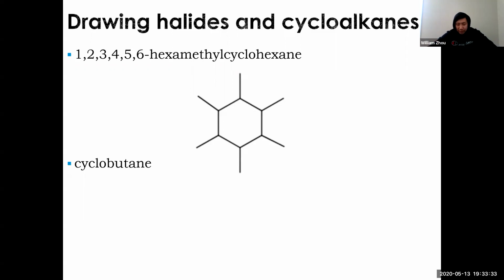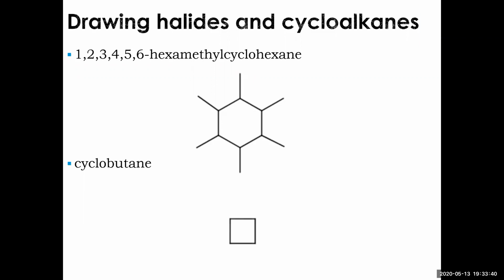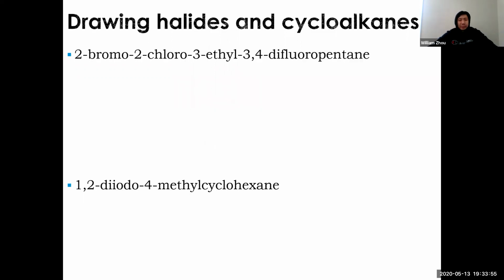The next one, cyclobutane. What does that look like? Square. Yes, that one is just a square. 4 carbons connected to each other in a ring, square. All right, so in geometry, that's a square. In chemistry, that is cyclobutane. Actually, geometric shapes have organic names.